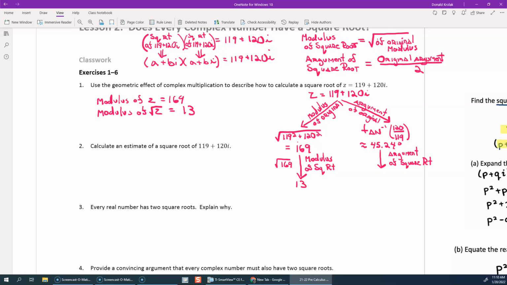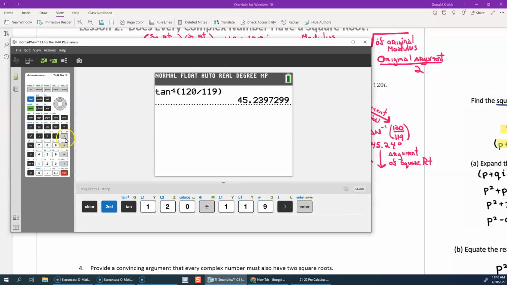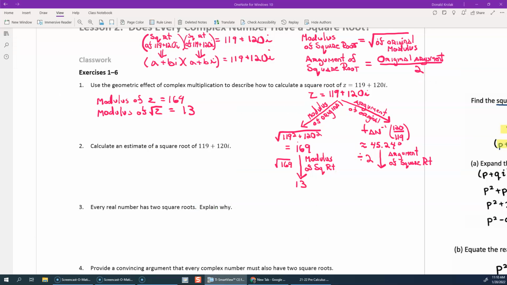And the way we did that was we divided it by 2. Okay. So I take this guy, divide by 2, and that's the angle of the square root. So 22.62 degrees.